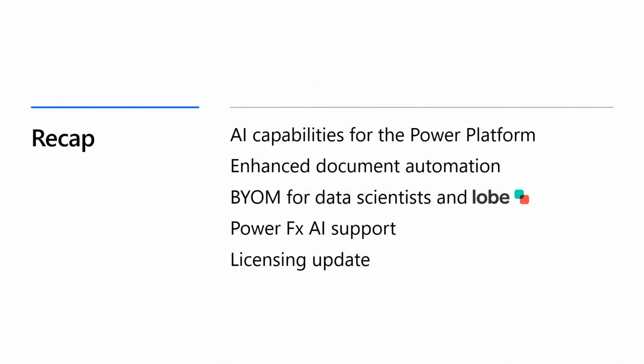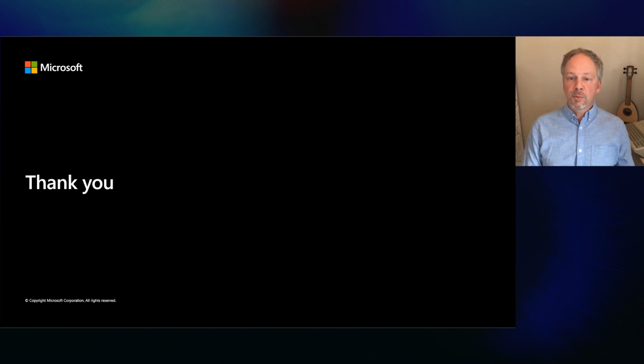So just to recap what we've talked about, we talked about new AI capabilities for the Power Platform, especially enhanced document automation. We talked about bring your own model for data scientists and for Lobe. And we talked about new ways of using AI within Power FX and Power Apps. And we told you about a licensing update that makes it easier for more people to get started with AI faster. We invite you to start exploring AI Builder today.